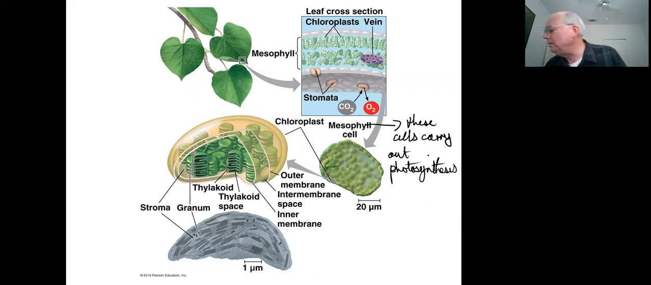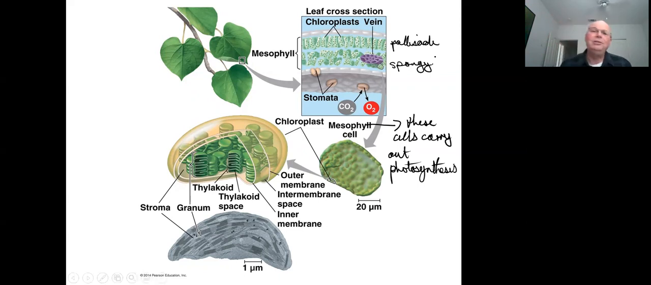So whenever you see the term mesophyll, you're dealing with cells that contain chloroplasts and carry out photosynthesis. And there are two basic types of cells in leaves that carry out photosynthesis. So you can see the two different types here. Let me just move this box aside for a minute. So these are called palisade mesophyll cells, and these are called spongy mesophyll cells.